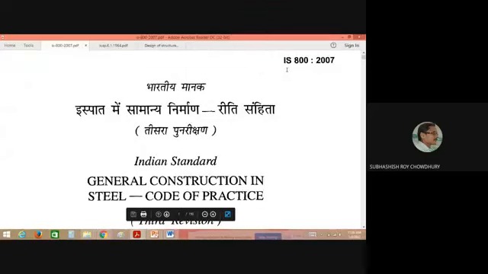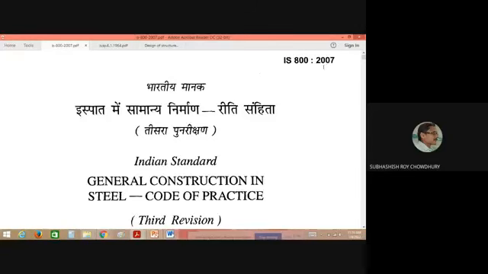Obviously, a soft copy may help you at this moment, but when you do it professionally, or when you appear in the examination in the offline mode, then you have to bring the hard copy of this document to the examination hall. We allow the use of this IS code in the examination hall, because you have to follow the guideline given in this particular IS code for the purpose of designing of the steel structure. Now, another point I will tell at this moment, you must remember this one, that other than this IS 800, there will be some other IS codes that you should consider.